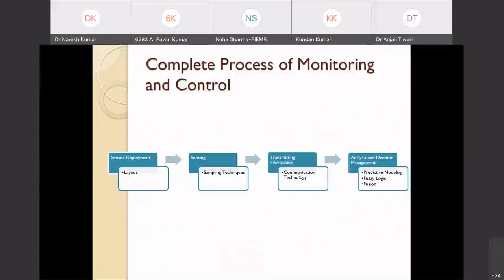And there was the sensor deployment. So first we'll discuss the sensor deployment, then the sensing, the sampling techniques, and then transmitting this information with the help of communication technologies, whether we are going to use GPRS, Zigbee, Wi-Fi, long range, or some other technology. Then the analysis and the decision making, the decision management, where predictive modeling can also be used, fuzzy logic can be implemented, and some kind of fusion rules can also be made over there.